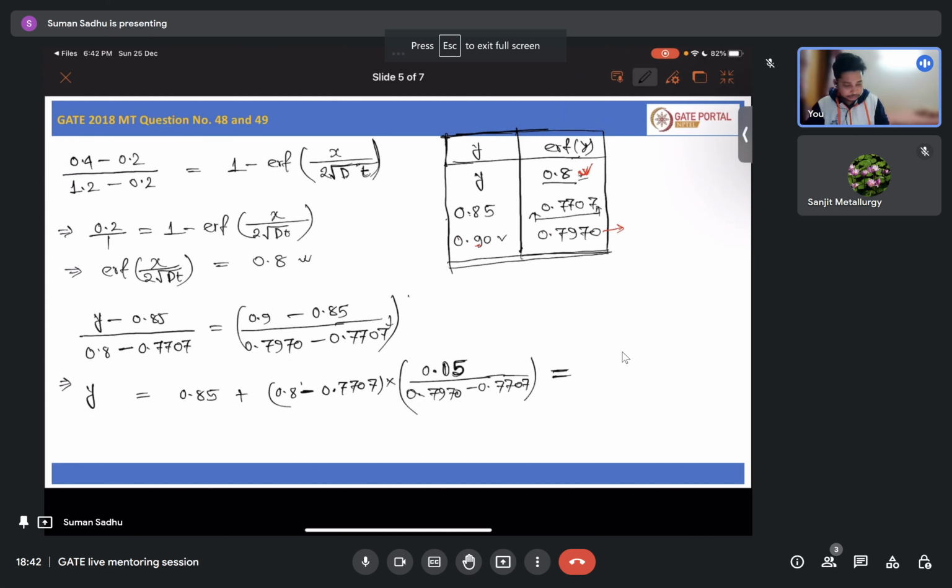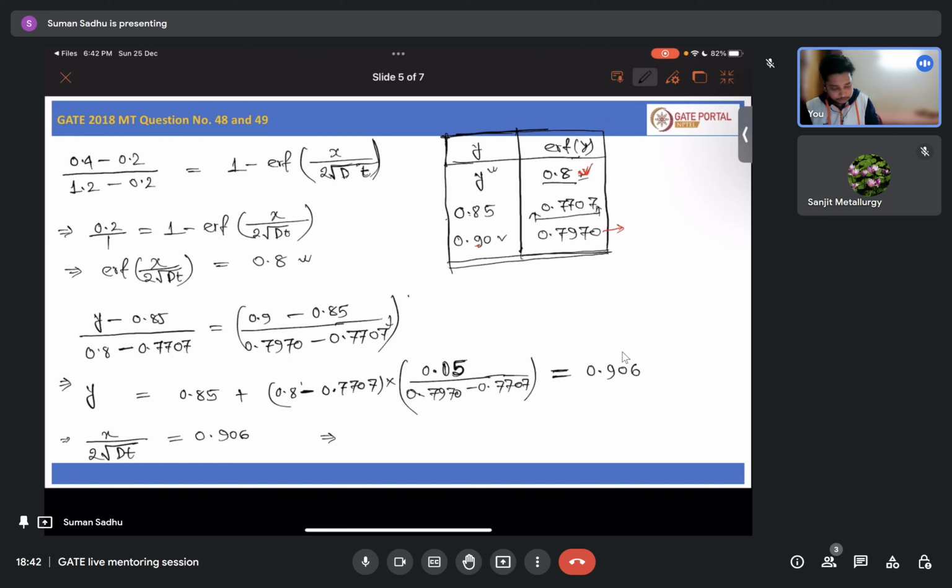So this value is coming 0.906. Okay, so now we got the value of y. So y means x by 2 root over of d into t. So that is your y, that is 0.906.